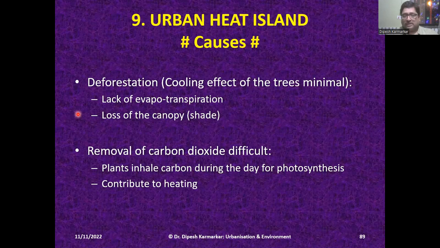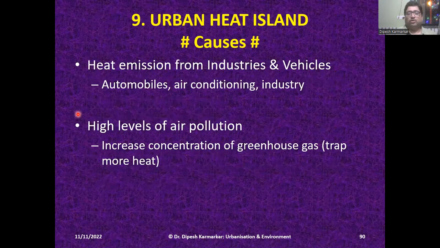And you have learned that carbon dioxide is a greenhouse gas, and therefore it has a tendency to absorb and trap heat. So more and more heat that is generated in the city gets trapped because of more carbon content in the air of the cities. And this carbon could have been removed by the trees, but again we are removing the trees. So overall, it again contributes to the process of heating.